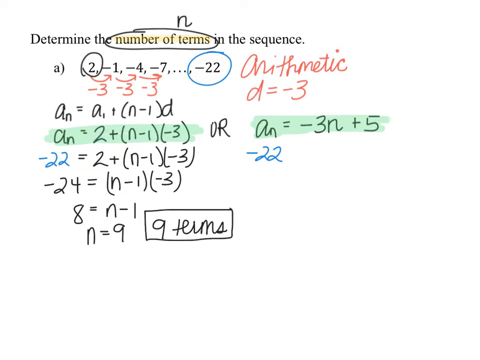in this sequence. And if you're a person that was using the general formula a sub n equals -3n plus 5, notice how you will still get the same exact answer. By subtracting 5, you have -27 equals -3n, and dividing by -3 will still give you n is equal to 9. There's 9 terms.